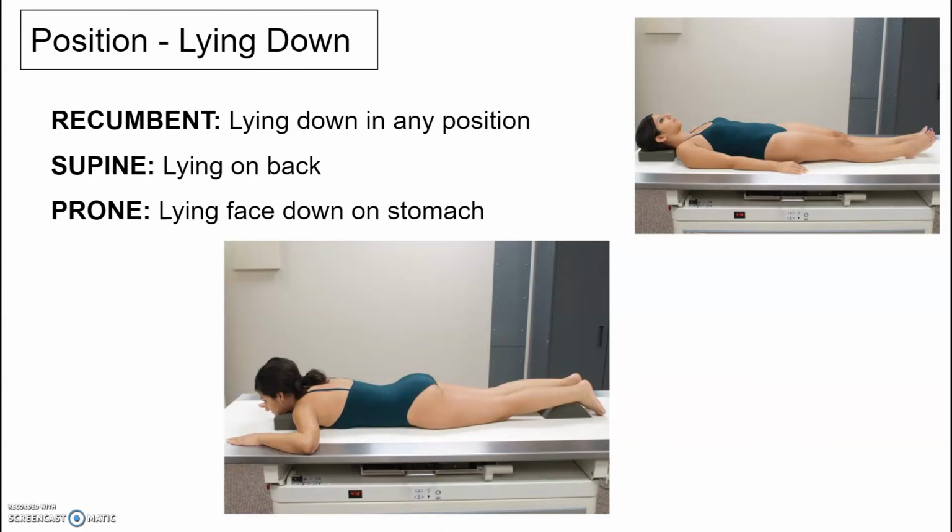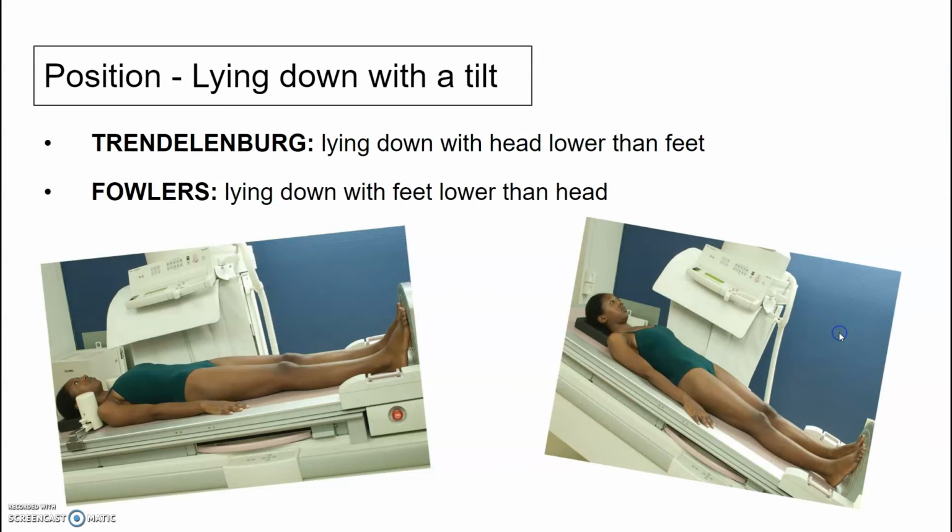Lying down positions: if you see the word recumbent, that simply means the patient is lying down. It's not specifying if they're on their back or their stomach. That's where supine and prone come in. Supine, on your back looking up at the sun, if you will. Prone, face down on your stomach. Lying down with a tilt will either be your Trendelenburg or your Fowler. So Trendelenburg, head is lower than feet, and Fowler's, feet lower than head.